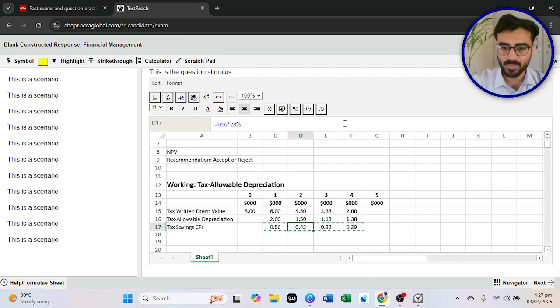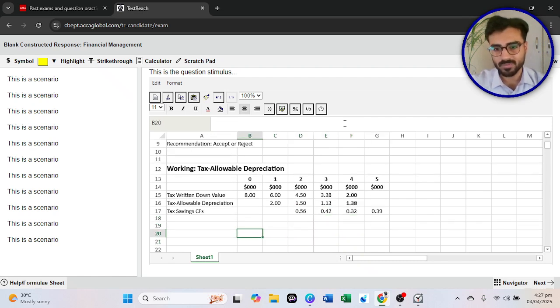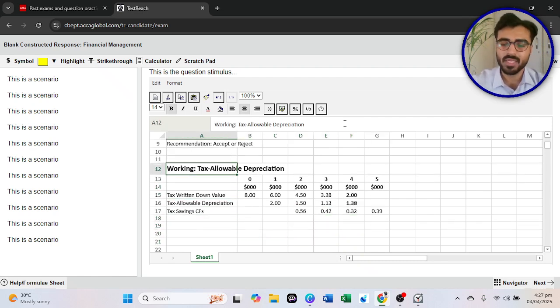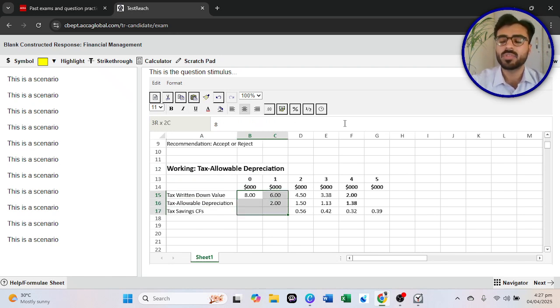If the tax is paid 1 year later, then you just take your cash flows 1 year further. That is all. So very easy working. You just need to get hands-on with it. The working is very simple. Most of the working is just copy pasting, right?